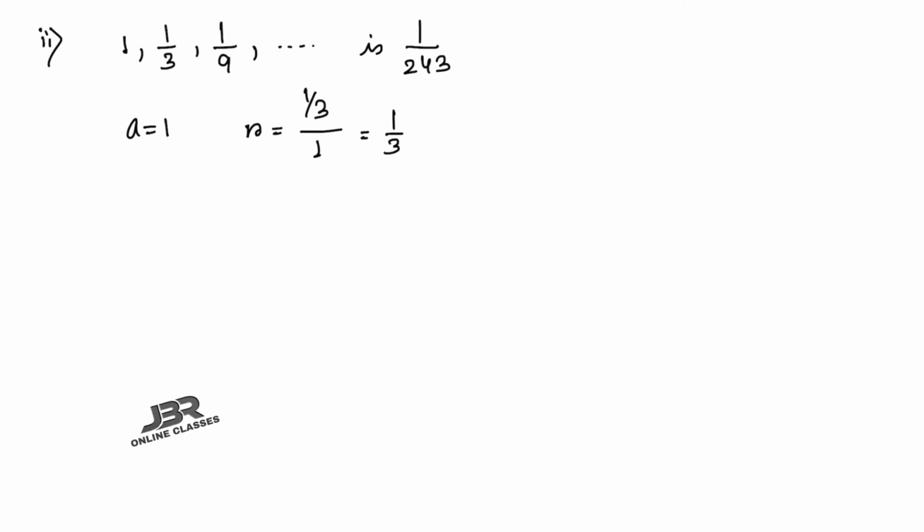In number 3, the first term is 1, second term 1/3, third term 1/9, and so on. You have to find out which term is 1/243. So here a equals 1, and the common ratio r is (1/3)/1, that is 1/3. And you have to find out the nth term.